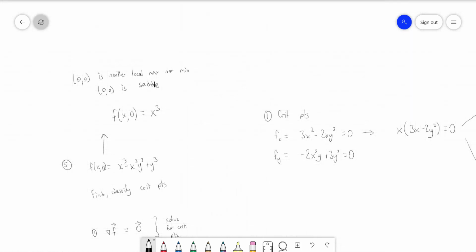And so I know that for an x cubed function, when x is positive, it'll be positive, and when x is negative, it'll be negative. So there are points that are close to the origin where your function will be positive and also where it'll be negative. So therefore, neither a local max nor a local min. Oh, and I'm comparing to f of 0, 0, which is 0, of course.